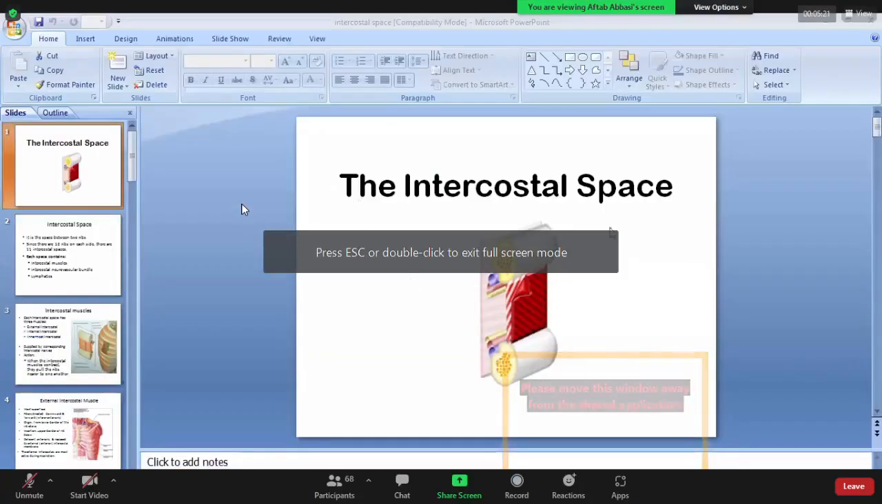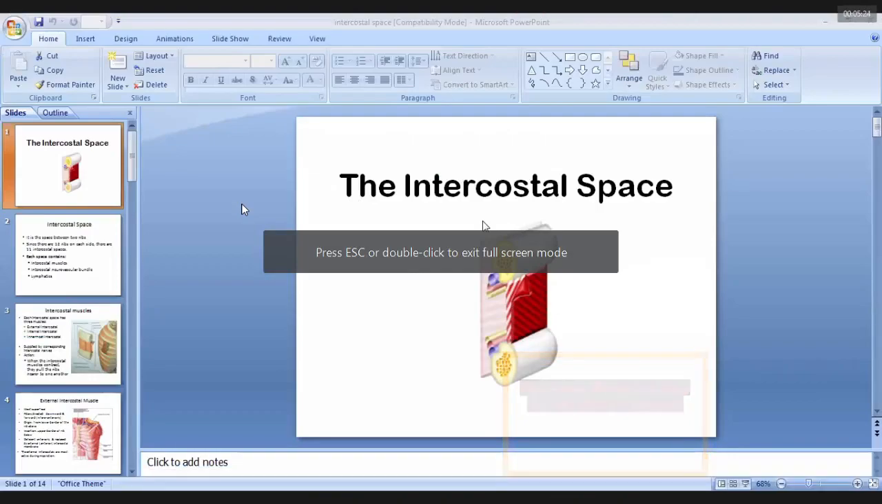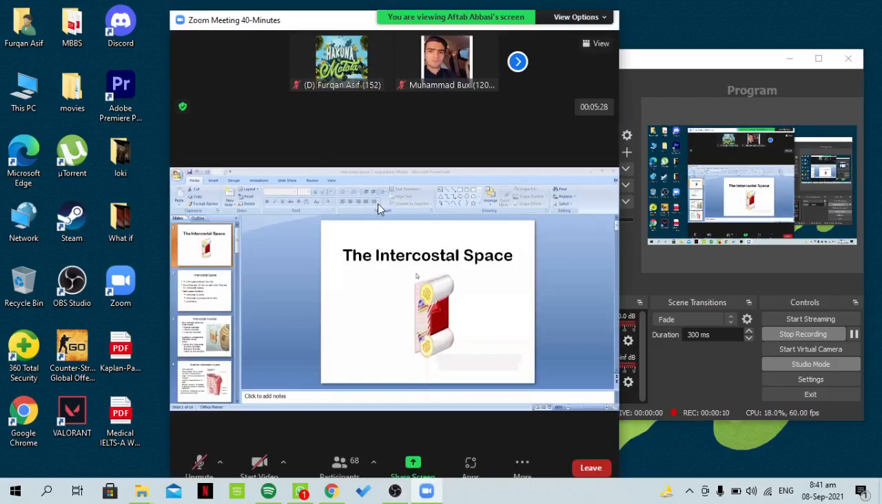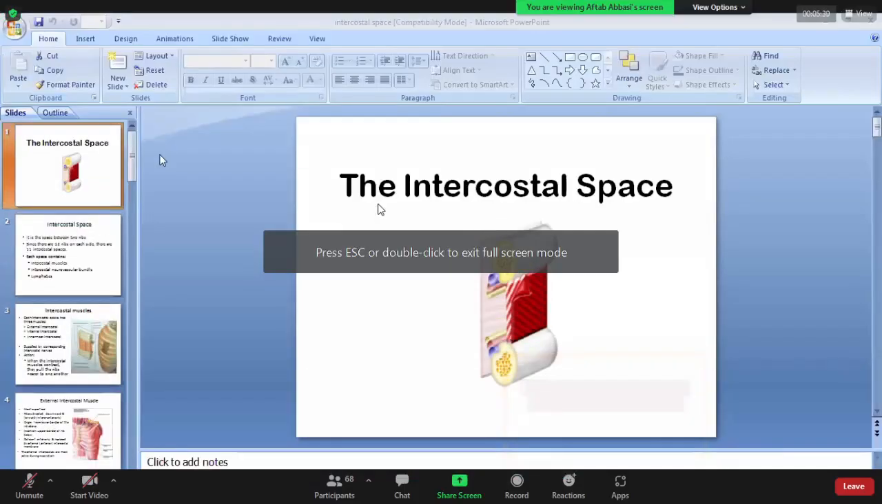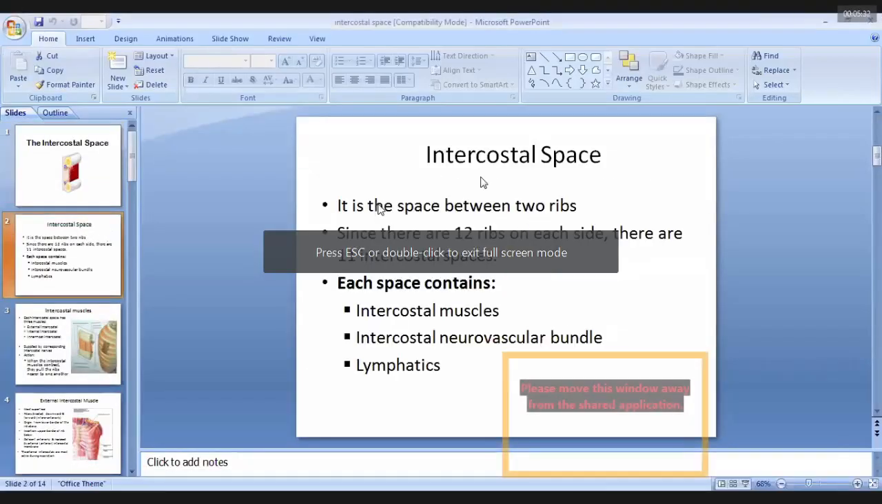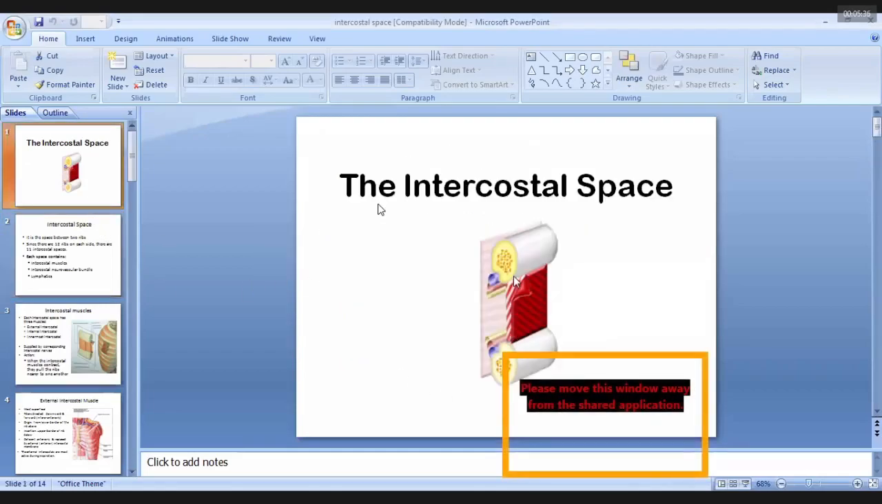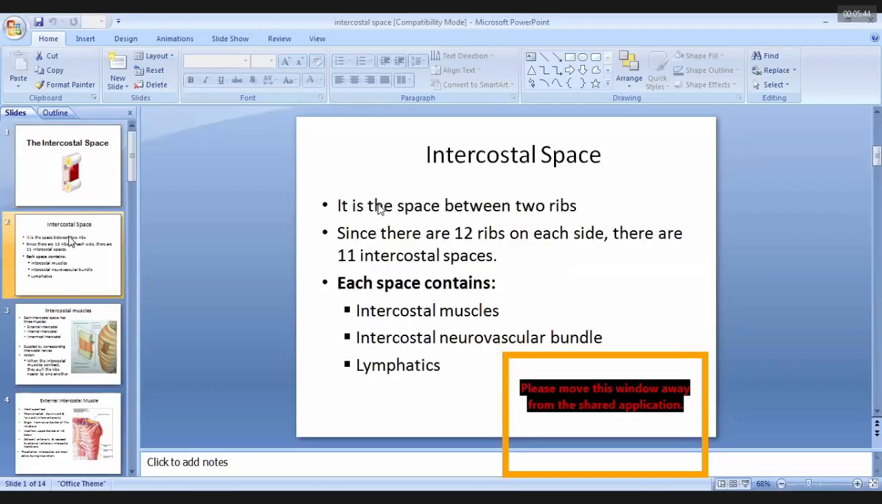Today's lecture topic is about the intercostal space. The intercostal space is defined as the space that lies between two ribs. This space between two adjacent ribs is known as the intercostal space. Because there are 12 ribs on each side, there are 11 intercostal spaces on each side of the thoracic cage.